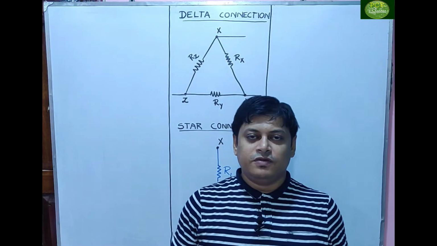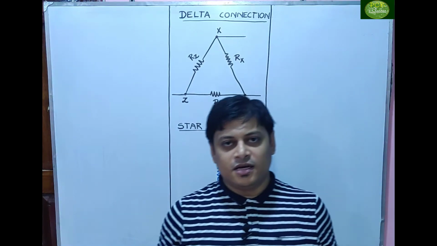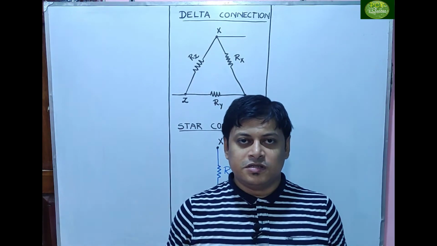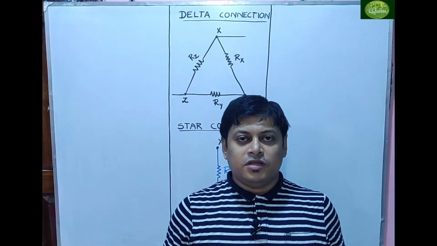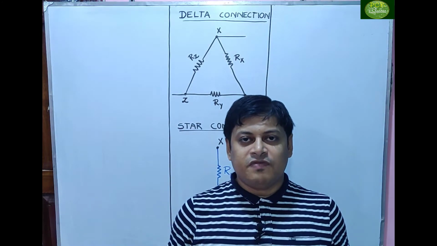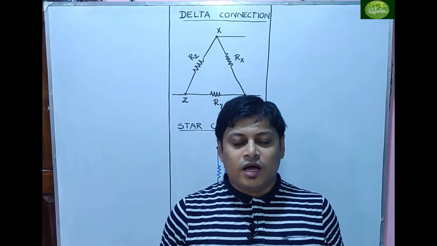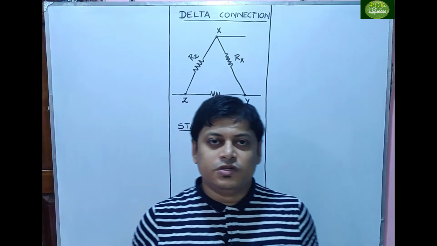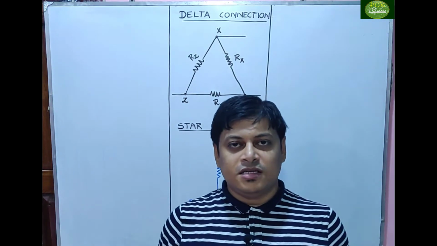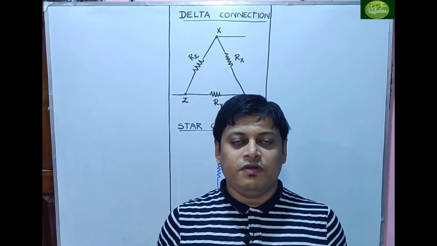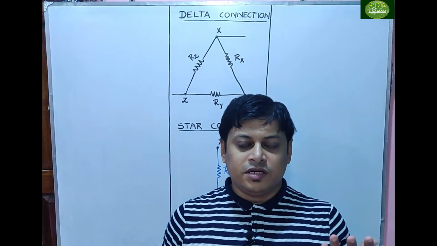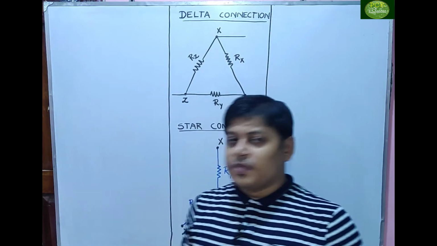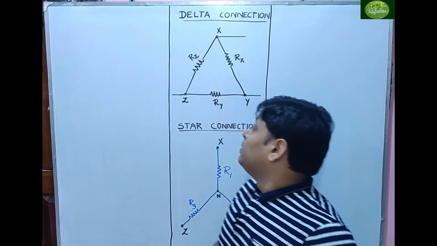In this lecture, we will be discussing the star-delta connection of resistors. Fine. So, there is a special type of connection known as star and delta. First, we should know what star and delta connection is, how it is formed. Then after we will know why we are using it. Fine. So, let's see here.